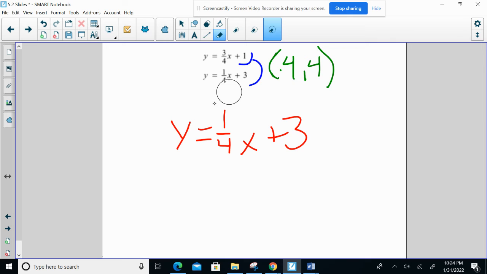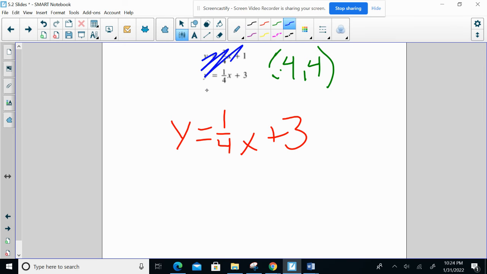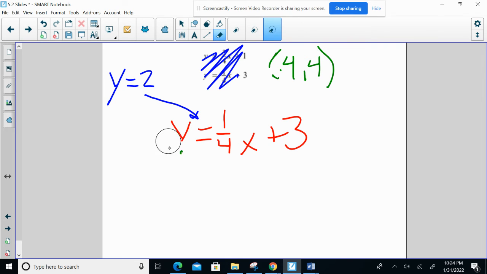Think about it this way. Let me scribble this stuff out. If I said y equals 2, where would you put this 2 into this equation? Well, you put it in for y, right? Because it says y equals 2. So everywhere you see a y, you can put a 2.